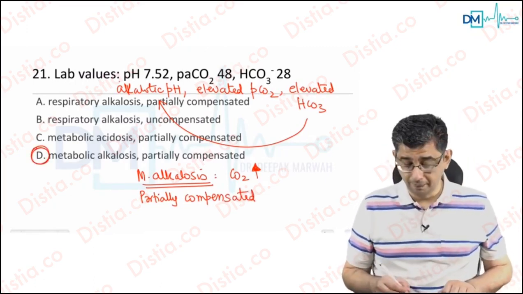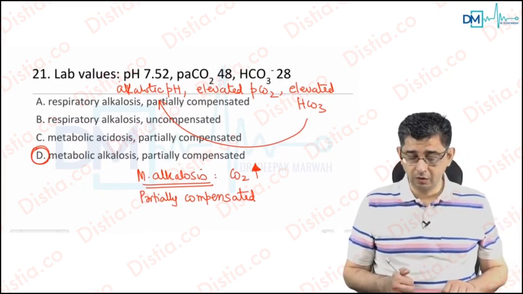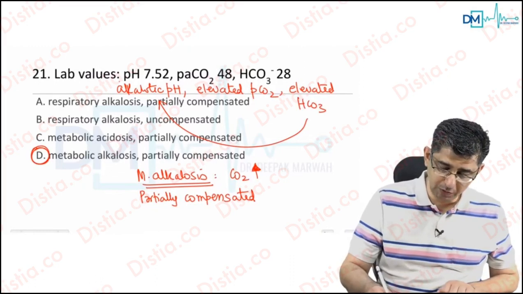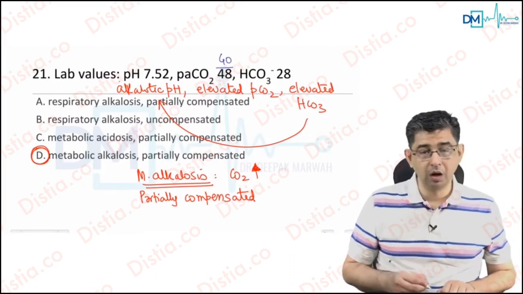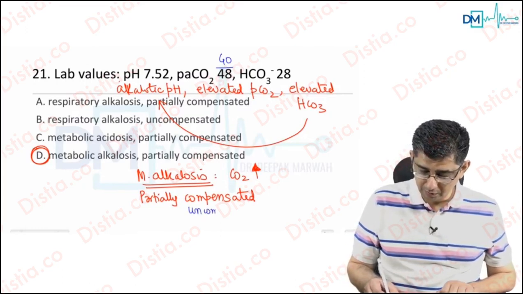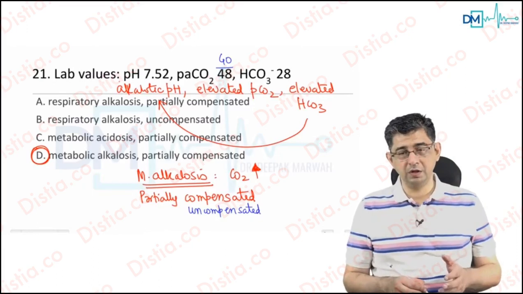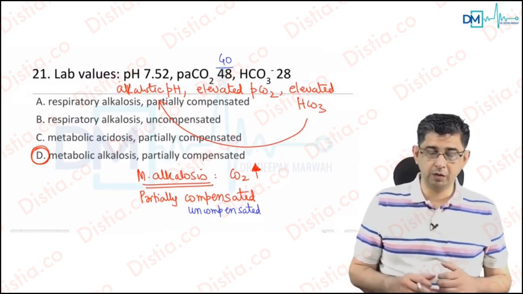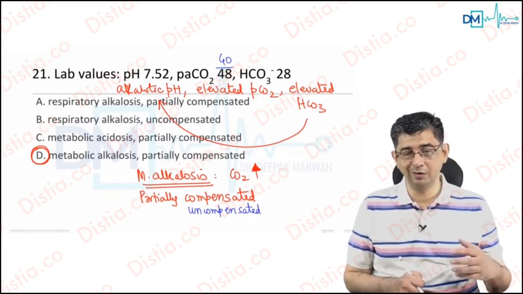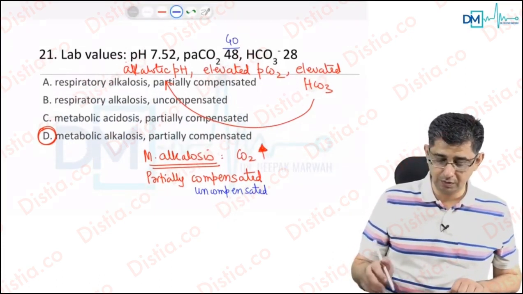Remember that if in this question PCO2 was given to be normal, let me say the PCO2 of this patient was given to be 40, then I would say that this patient is having an uncompensated metabolic alkalosis. As I said in the previous slide, I'm repeating that again. In metabolic acidosis, the carbon dioxide values should fall, and in metabolic alkalosis, the carbon dioxide values should increase.